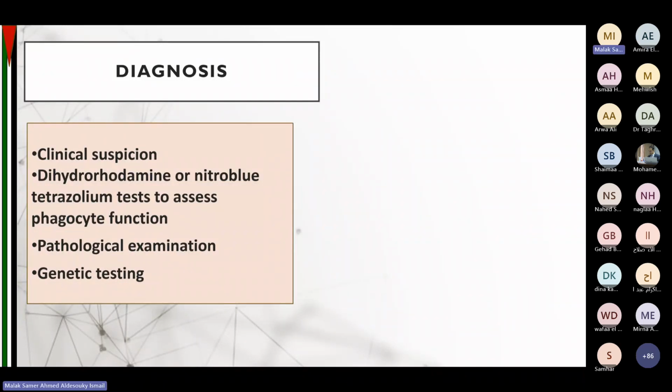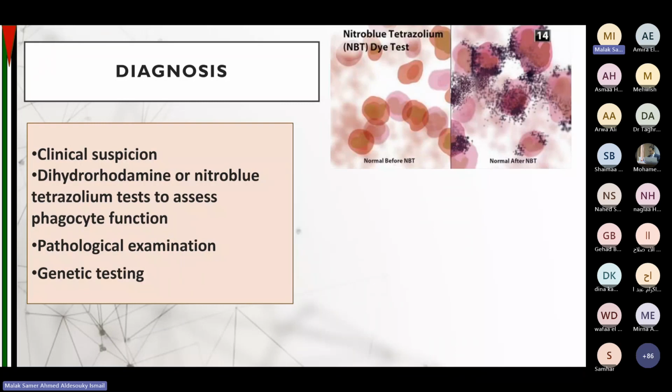Regarding the nitroblue tetrazolium test, functioning cells normally will give a blue color. In CGD, it does not. And regarding the dihydrorhodamine test, normally after stimulating neutrophils, a change in fluorescence will occur, which is detected by flow cytometry.